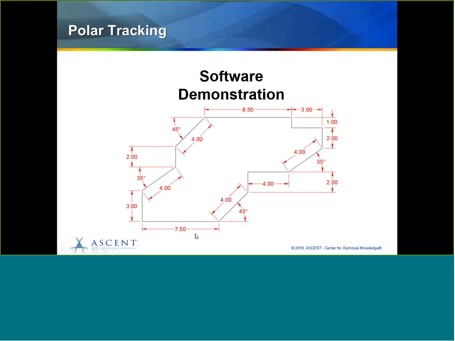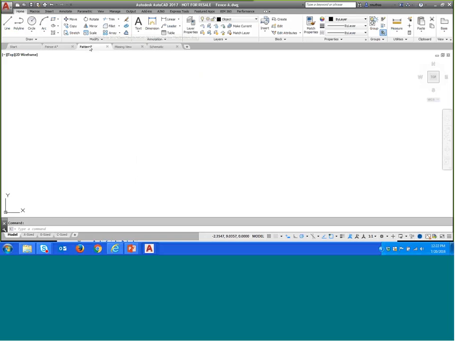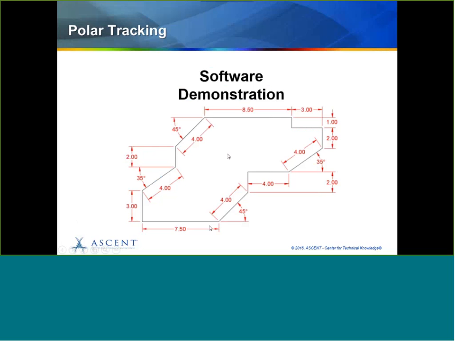Let's go back into our AutoCAD 2017 software and draw. Actually, I'll go back one more time to show you what we are going to draw. We're going to draw these lines, and this line needs to be drawn at a 45-degree angle. So we'll set the polar tracking at 45 degrees, and we also need a 35-degree angle to draw this line here.